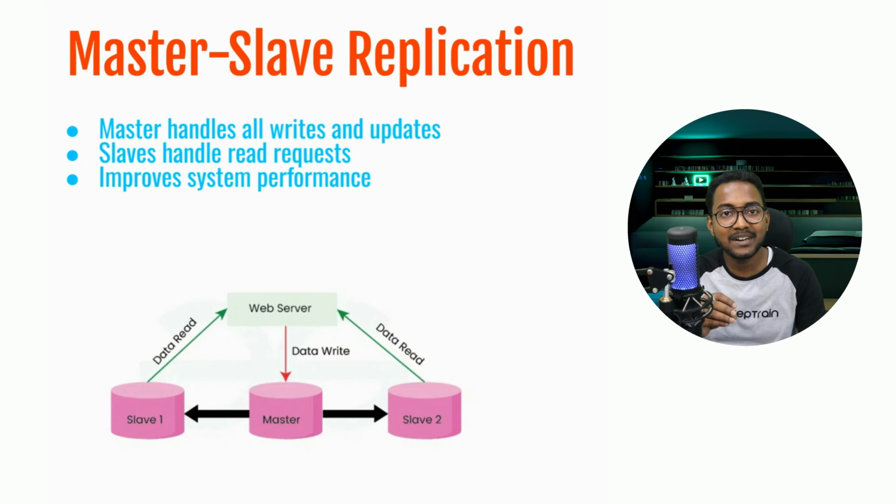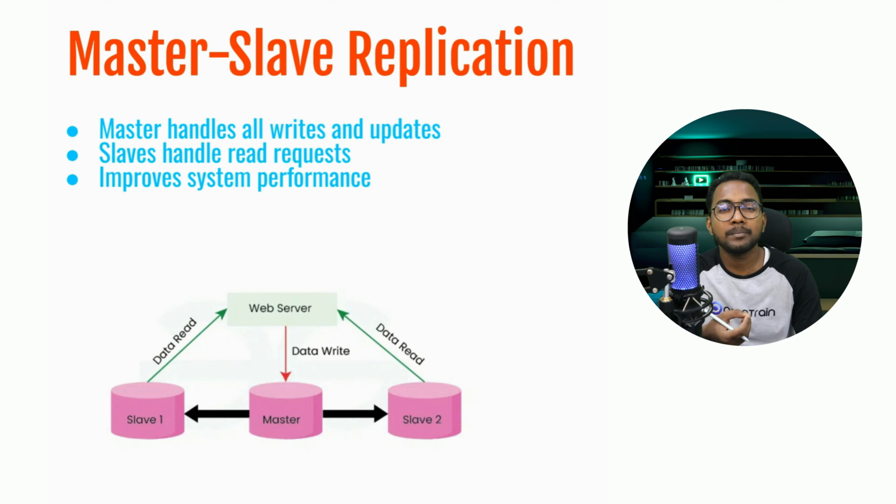One of the biggest advantages of master-slave replication is that it improves the system performance by balancing the load. So the master database does not get overwhelmed with the read requests because those are handled by the slave databases, and at the same time the slave databases are constantly updated with the latest data from the master, so the information users are seeing is always up to date.